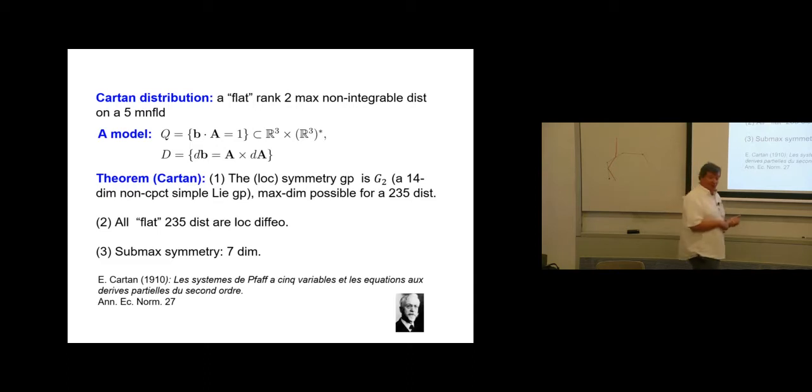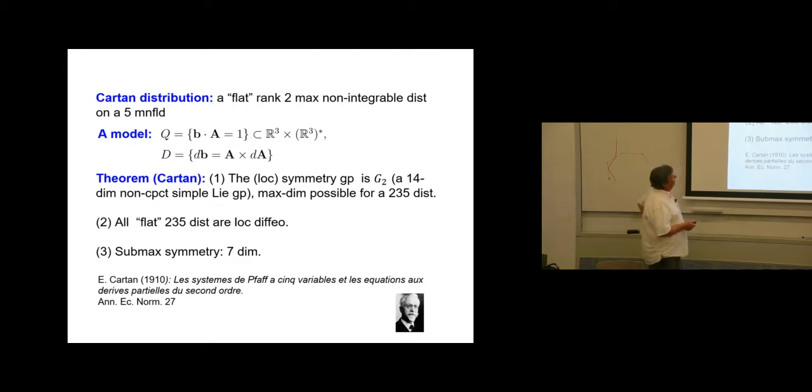It has the obvious SL3R symmetry, but SL3R is 8-dimensional, and Cartan proved that the submaximal symmetry is 7. So necessarily it has 14-dimensional symmetry. Absolutely non-obvious, but this is the case. Okay, that's all I would say about the Cartan distribution for the moment.